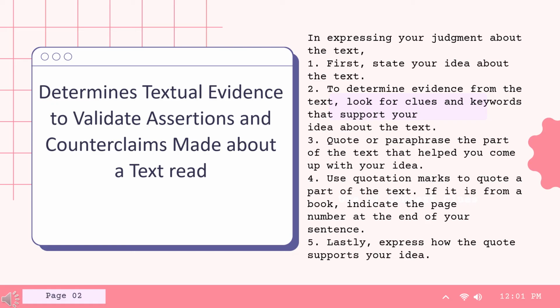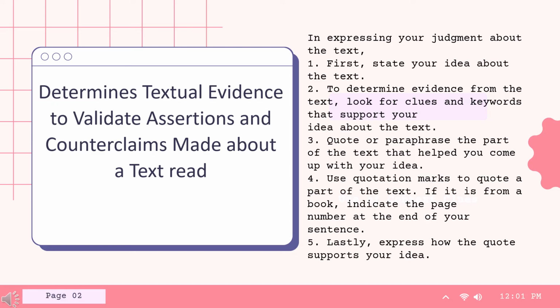And actually, there are different ways on how to do that. You may simply recall the given lessons from that. And lastly, express how the quote supports your idea.